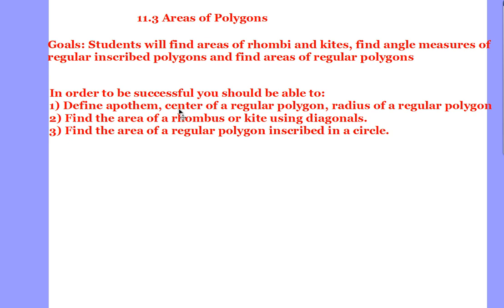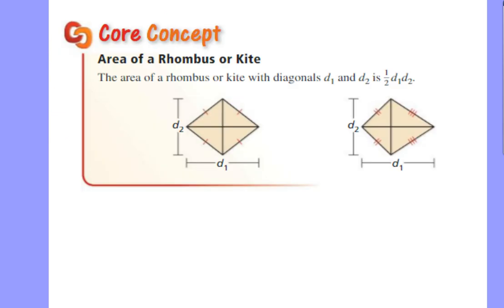have to be able to find the area of a rhombus or a kite using its diagonals. So let's take a look at our two formulas for the area of a rhombus and a kite. So rhombus and a kite, obviously somewhat similar in shape and form. They have different characteristics, very different characteristics.